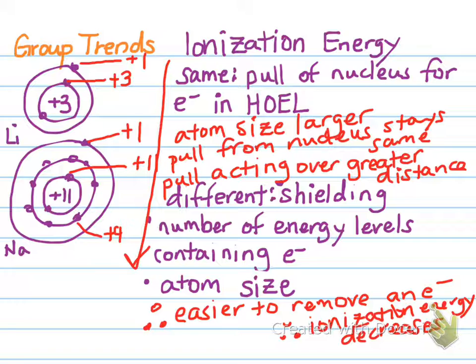Okay, and so again, that's because our atom has gotten larger. The pull from the nucleus is going to stay the same. So that pull from the nucleus is acting over a greater distance, which means it's easier to remove an electron. Therefore, our ionization energy decreases. So that's our group trend. And this is going to be true whether I'm looking at group 1A or I'm looking at group 7A. This is true for every group on the periodic table.